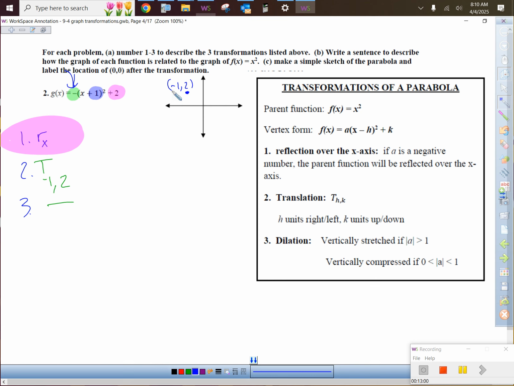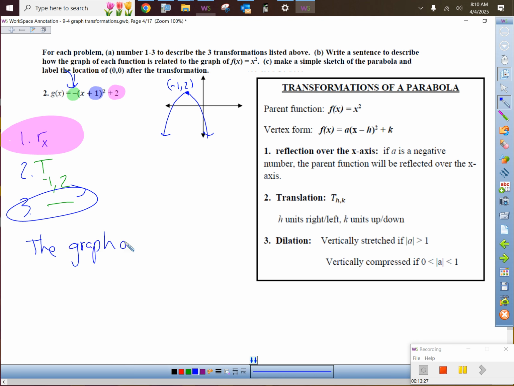And how fat should I make my parabola? Normal size, skinnier than normal, or fatter than normal? Did not get dilated at all, so he is a normal size parabola that opens down. Let's write the sentence. The graph of... And who is this guy when it's all stripped down to vanilla? Y equals what? X squared.